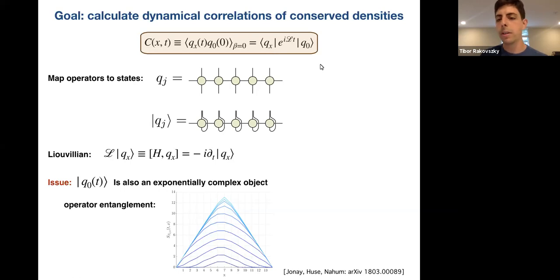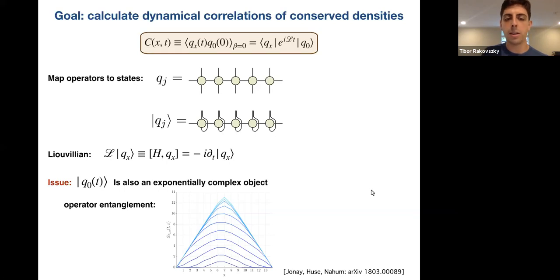But the problem with this is that if I evolve this operator in time, it also has this exponential growth of complexity. You could think of the operator entanglement, which is the entanglement of this matrix product operator description. In the middle, at the initial location of the operator, this just grows linearly in time. So just like in the case of evolving a state, the numerical cost grows exponentially in time, and this limits you to very short times if you wanted to do this exactly.